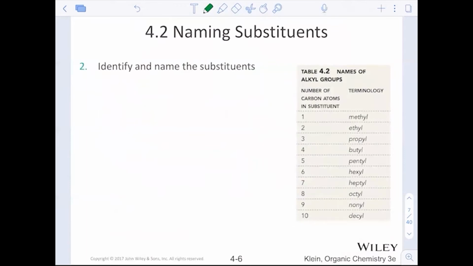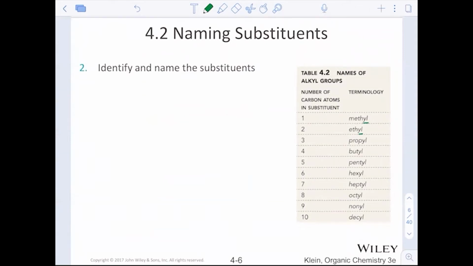All right, with naming substituents. Now, substituent names will always be very similar to the parent. The only difference is the substituents will have the ending yl. So when we're looking at naming of those substituents, a couple of things to consider. Let's just do a long straight chain. 1, 2, 3, 4, 5, 6, 7, 8, 9, 10.